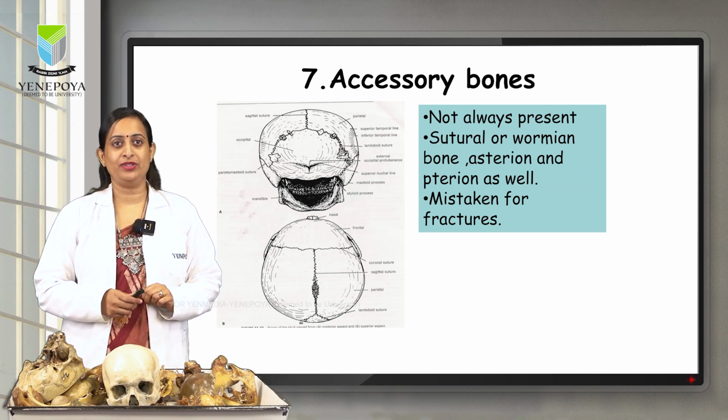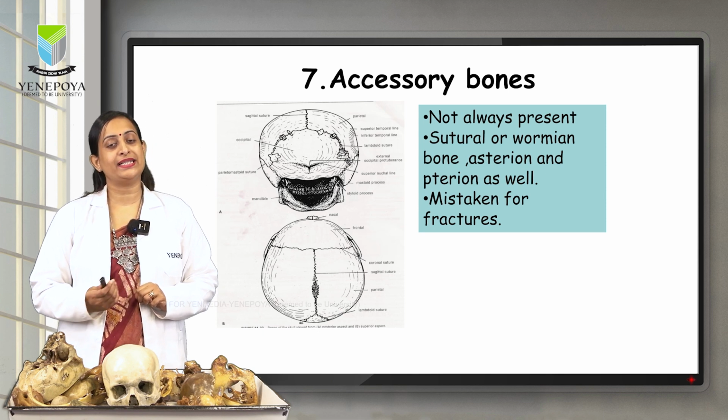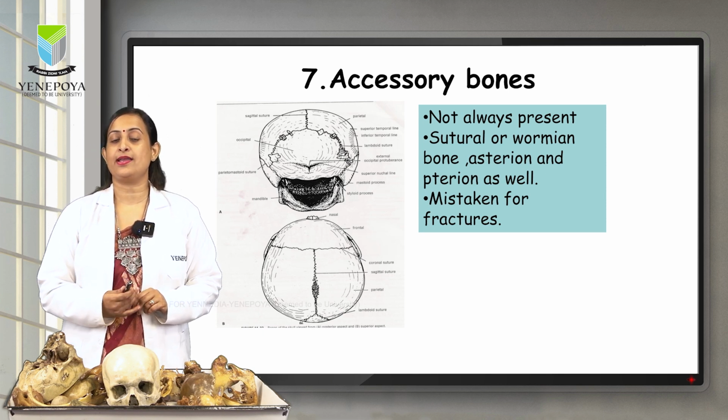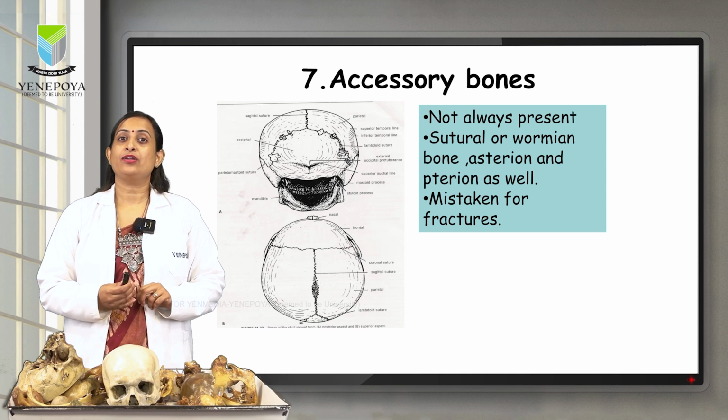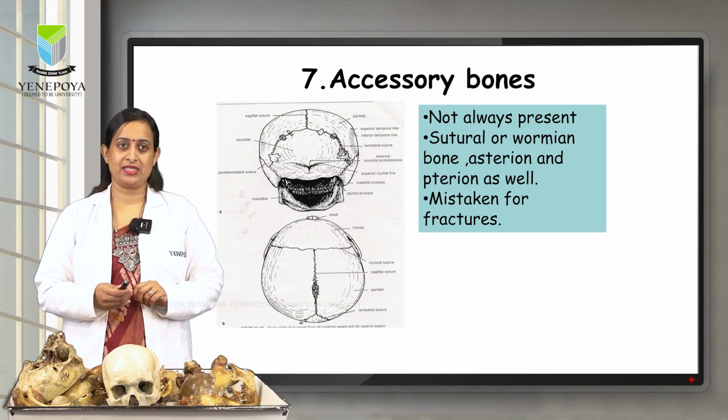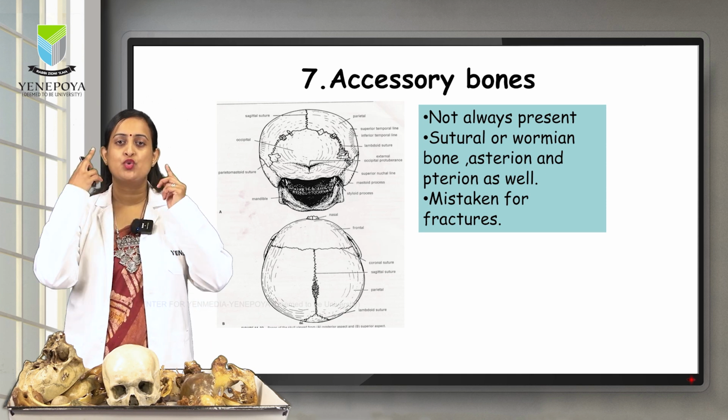The last type of bone is the accessory bones. Now what are these? They are accessory, they may or may not be present. They are called sutural or vermian bones. They are basically present at the sutures of the skull.